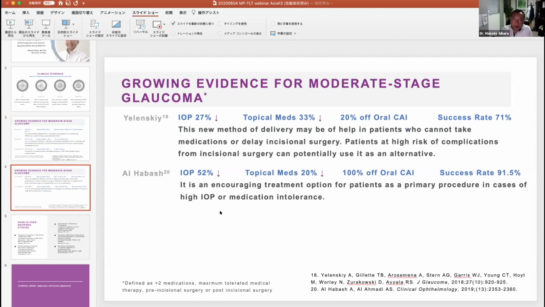And these are all the same papers. Al-Habash also indicates it is an encouraging treatment option for patients as a primary procedure in cases of high IOP or medication intolerance. Around 52% IOP reduction, 20% reduction in topical medication, and all patients could stop oral CAI.